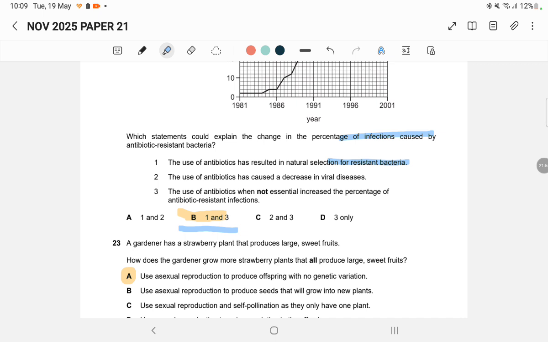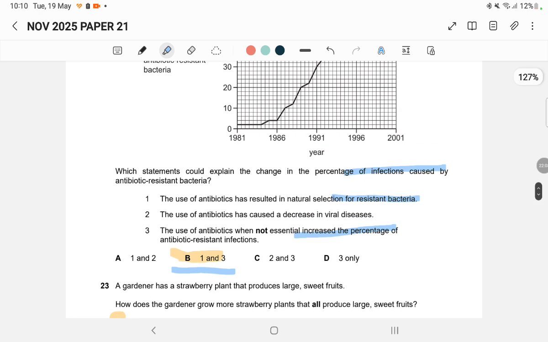Now here, the use of antibiotics when not essential. The use of antibiotics when not essential increases the percentage of antibiotic resistant infection, because the more of the drugs you take, the more the antibiotic resistance will increase. So basically 1 and 3 are correct.